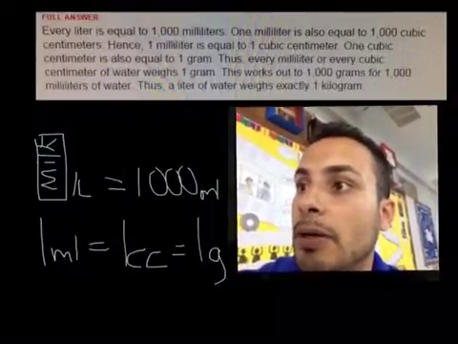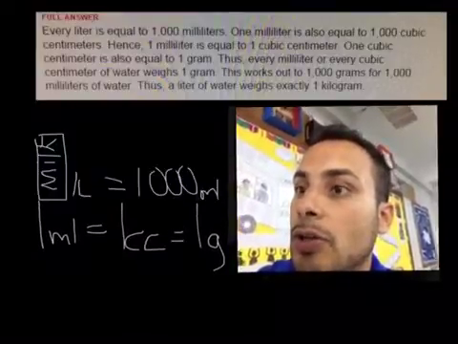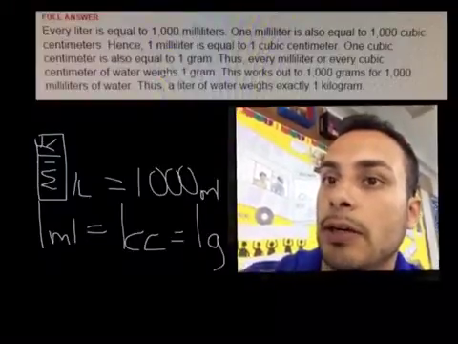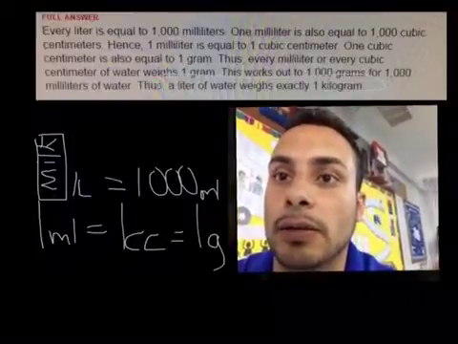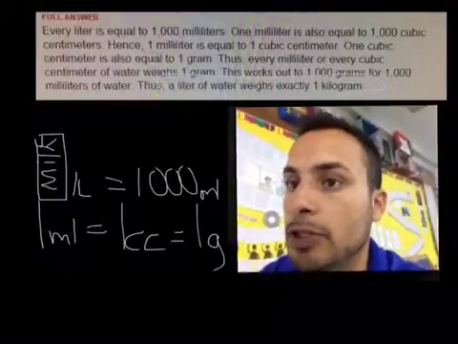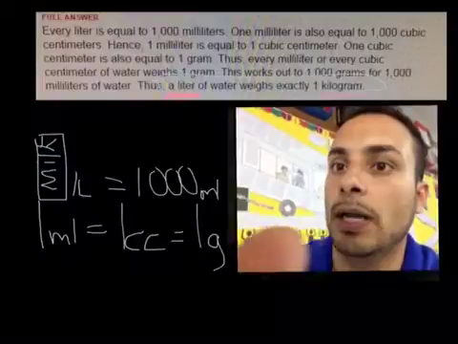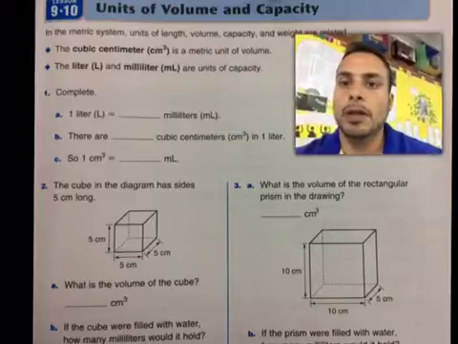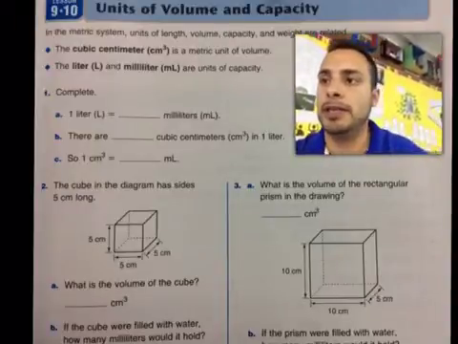That is important, and this is what I wanted you to take from this little illustration right here. A liter of water weighs exactly 1 kilogram, or of liquid. It doesn't necessarily have to be water. Make sure that you have this. A liter is 1 kilogram.